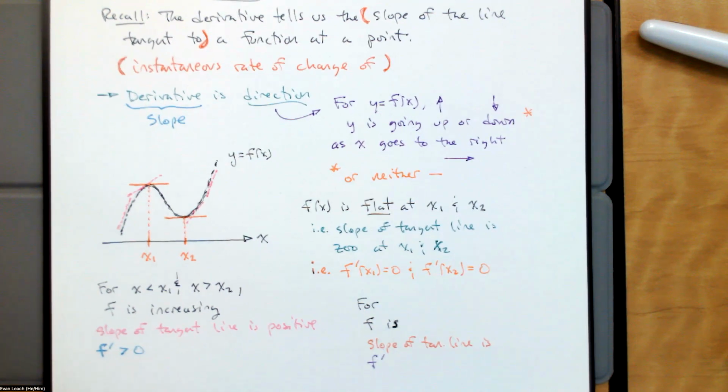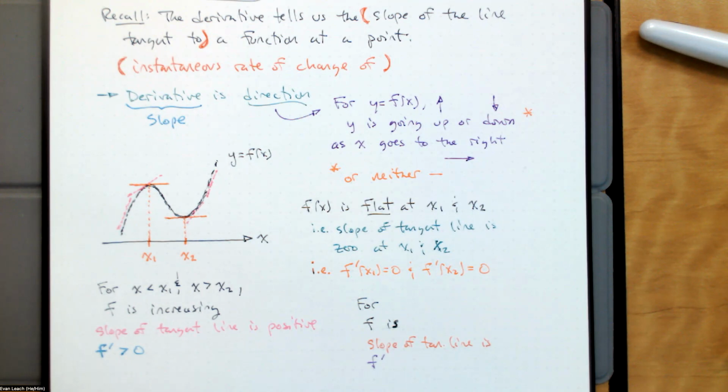So we noticed that at the points x1 and x2, the function was flat. What that meant was that the slope of the tangent line is 0 at x1 and x2. That means the first derivative at x1 and x2 is equal to 0. Before x1 and after x2, we saw that the function was increasing. We decided that is associated with the slope of the tangent line being positive. And so f prime, the first derivative, was positive.